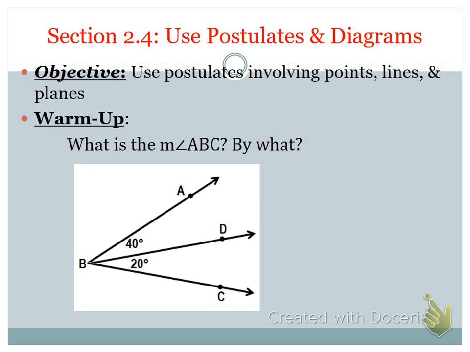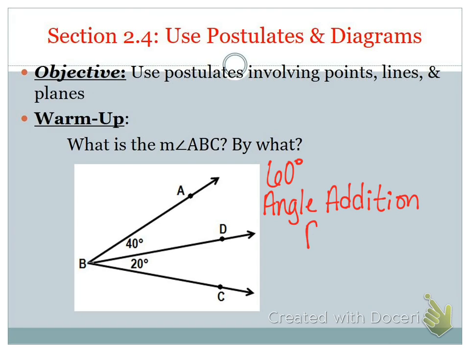For our warm-up, what is the measure of angle ABC, Caleb? 60 degrees. How'd you get that? I added 40 and 20. Good. So it is 60 degrees, and when it says by what, it is by the angle addition postulate. The angle addition postulate allows us to add two angles together to get a larger angle.